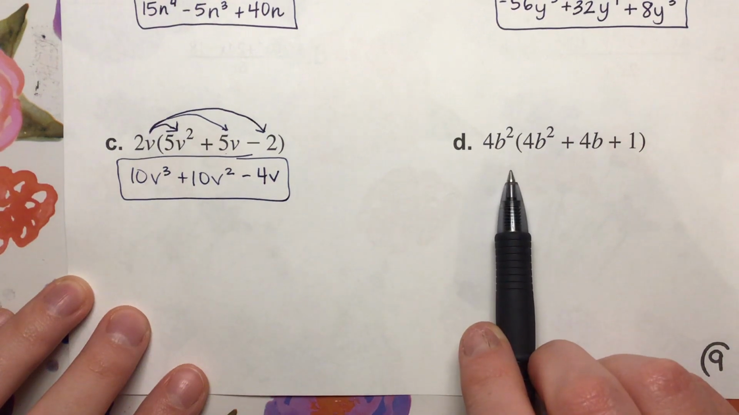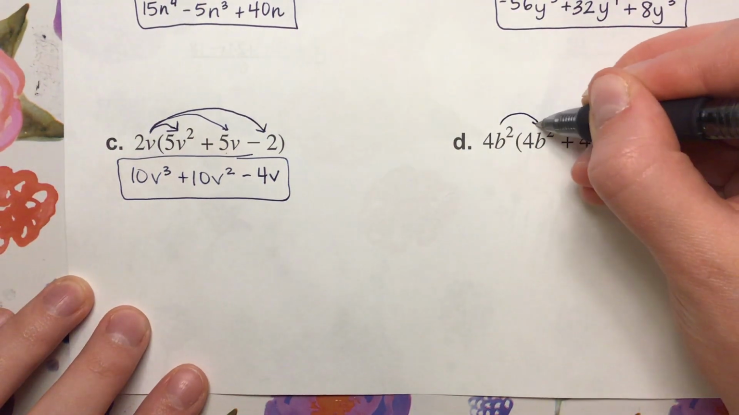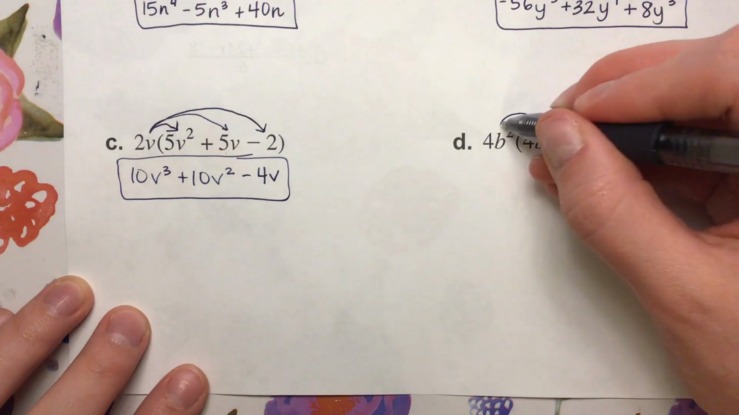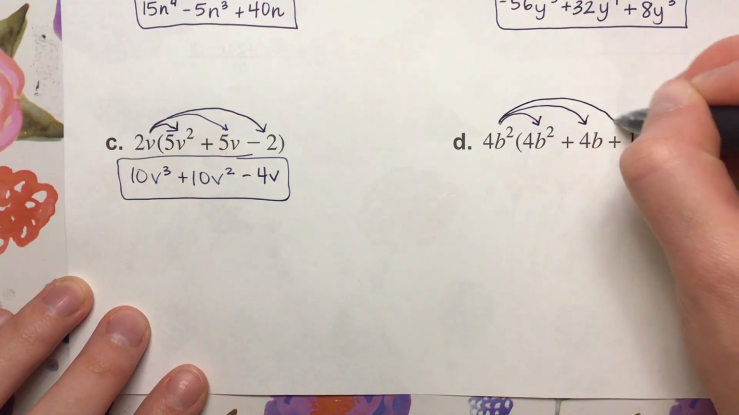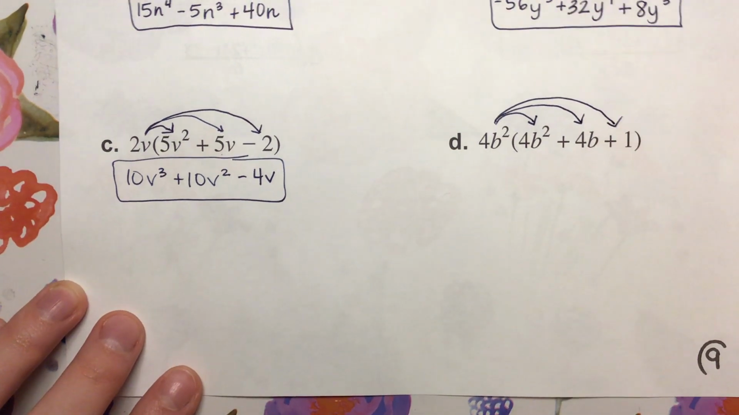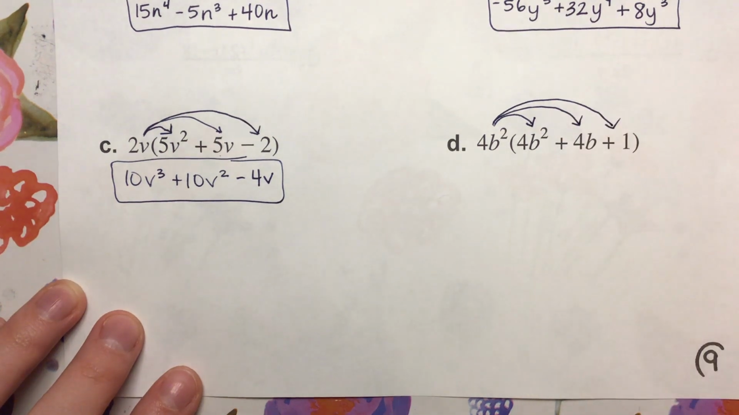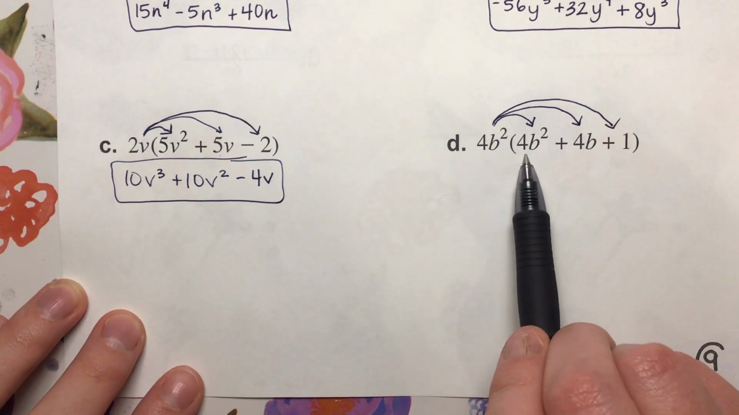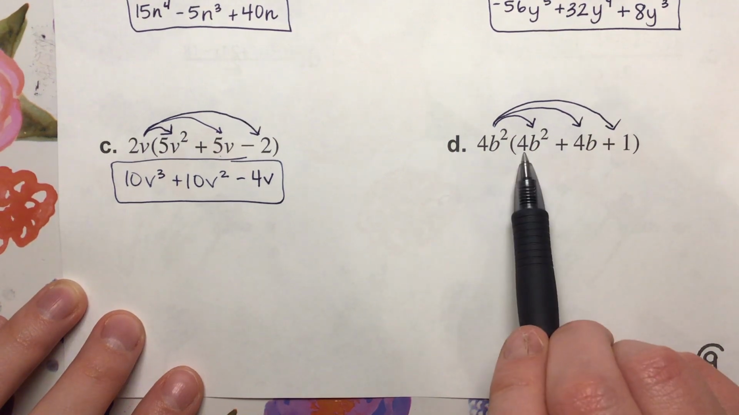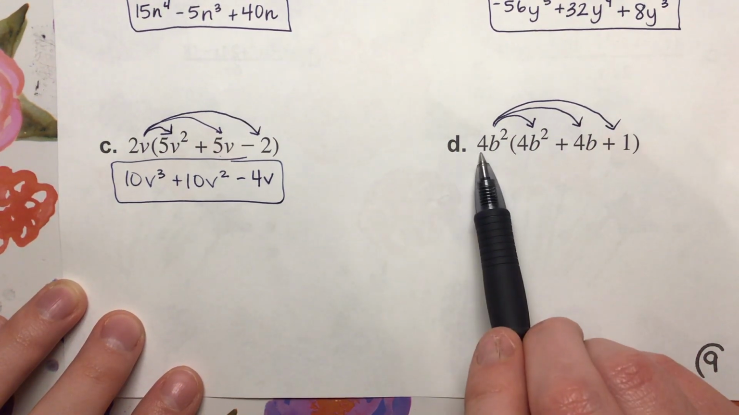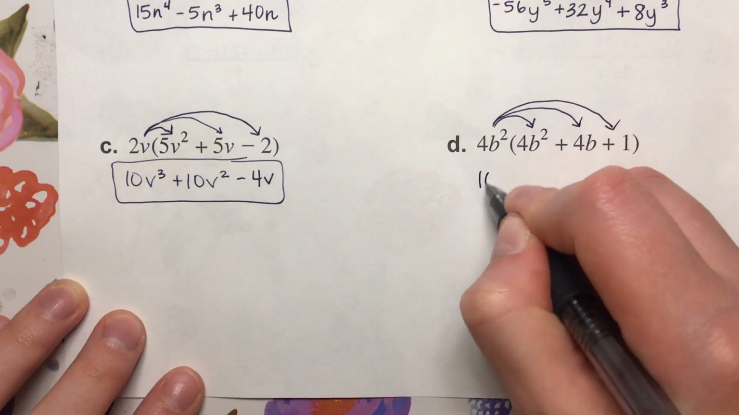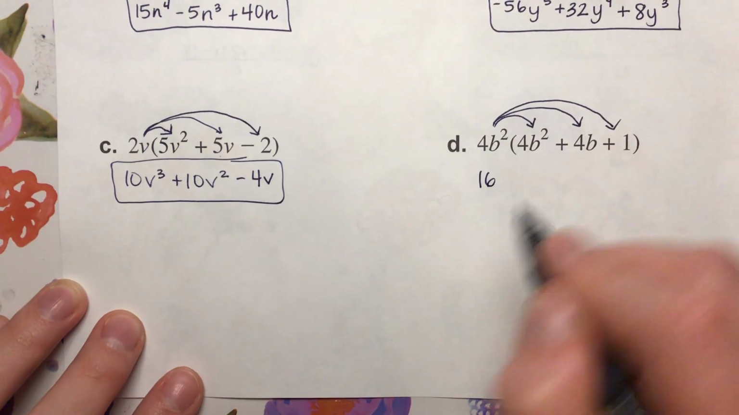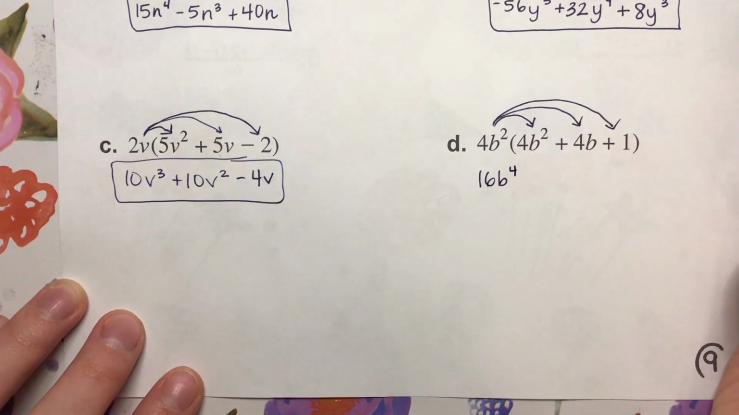And finally, on example D, I'm distributing a 4b squared across this whole set of parentheses. Remember, you have to extend it across the whole expression, otherwise you won't have completely multiplied the two expressions together. So 4b squared times 4b squared. This is not plus, it's getting multiplied. So I'm taking 4 times 4, which is 16, b squared times b squared, which is b to the fourth.